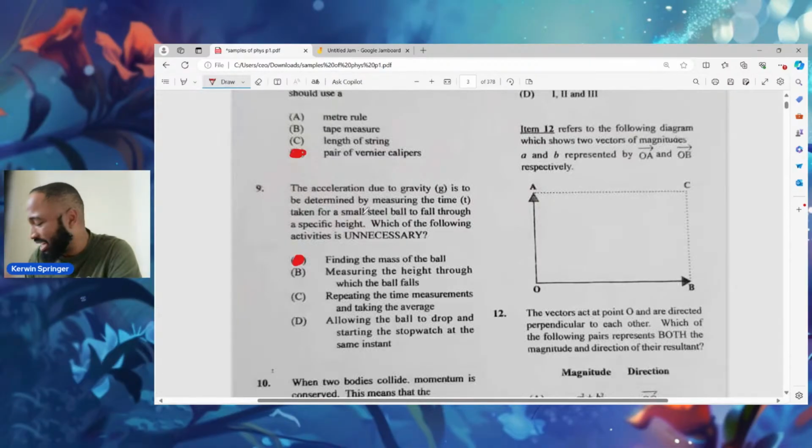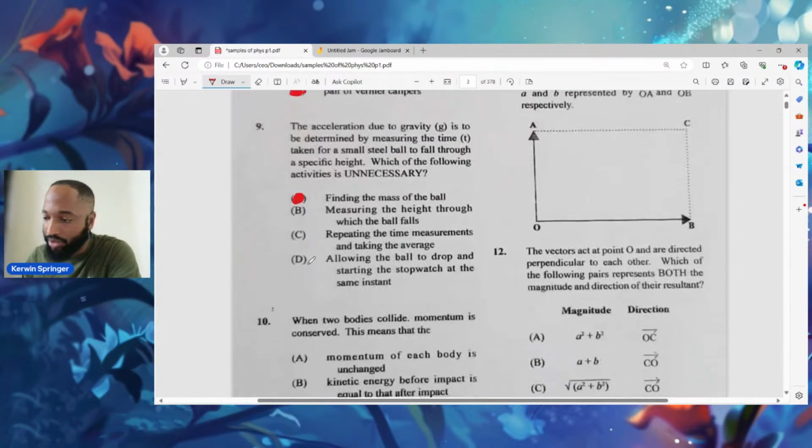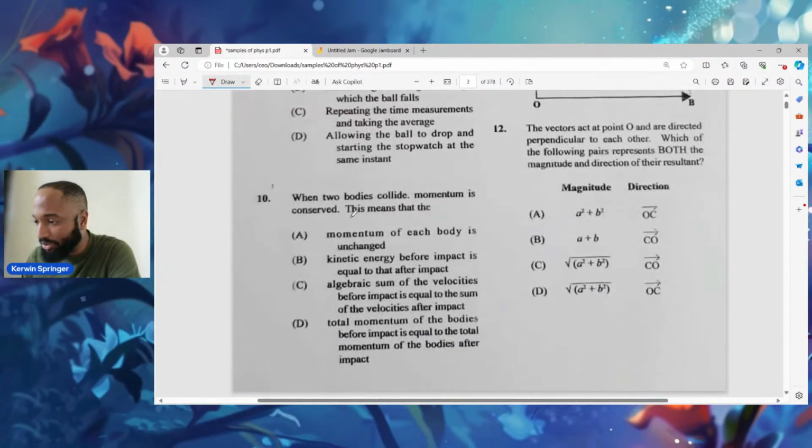Especially when it's steel, it's solid enough that you can neglect air resistance. You don't really need to work out air resistance and things. You need to know the height, you need to know the time, you need to let the ball drop, and so on. Easy one. It just repeats.